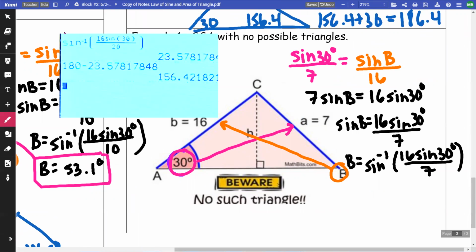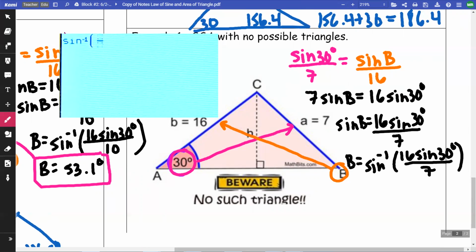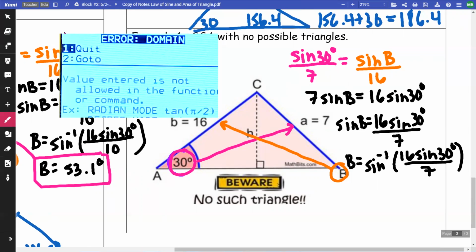So in this case, sine inverse of 16 sine 30 over, oops, start again. Sine inverse, I'm going to put it in as a fraction, 16 sine 30 over 7. And I end up getting error.